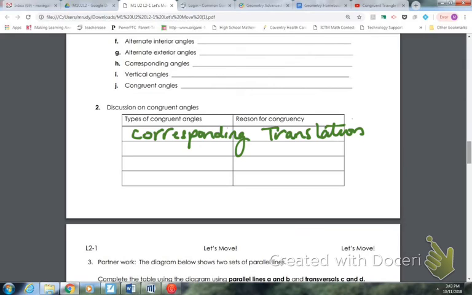Another type of angle that is congruent, besides your corresponding, is your vertical angles. Vertical angles are also congruent. One of the ways we would explain why vertical angles are congruent is most likely a rotation. If I took, for example, angle 1 and rotated it 180 degrees about the vertex, it would end up in angle 3's position. Since they match up perfectly, they're congruent.